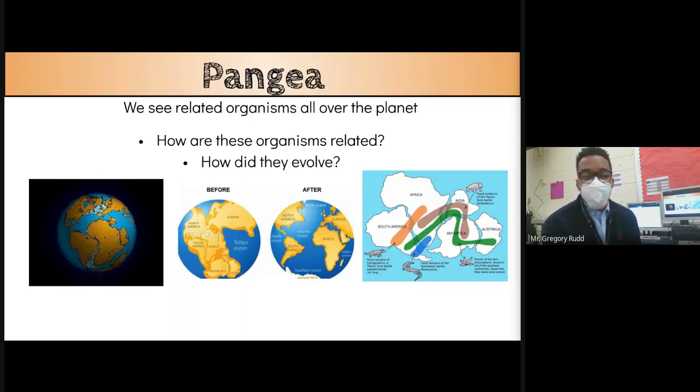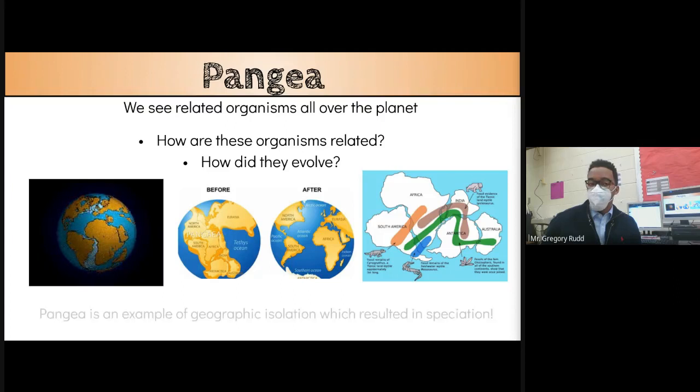Of course, plants do not swim, and the wind is not going to blow them over thousands of miles of water. So this is evidence of the fact that, at one point, those two continents had to have been near one another. Okay, so this is the concept of Pangaea. And it's a crucial source of evidence for evolution.